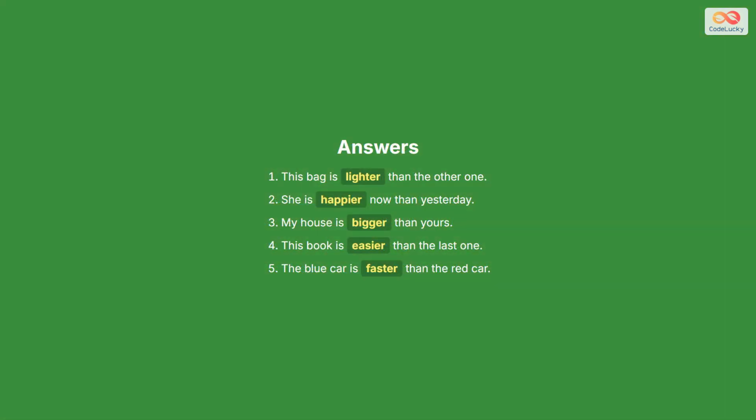Here are the correct answers. This bag is lighter than the other one. She is happier now than yesterday. My house is bigger than yours. This book is easier than the last one. The blue car is faster than the red car. Check your work.